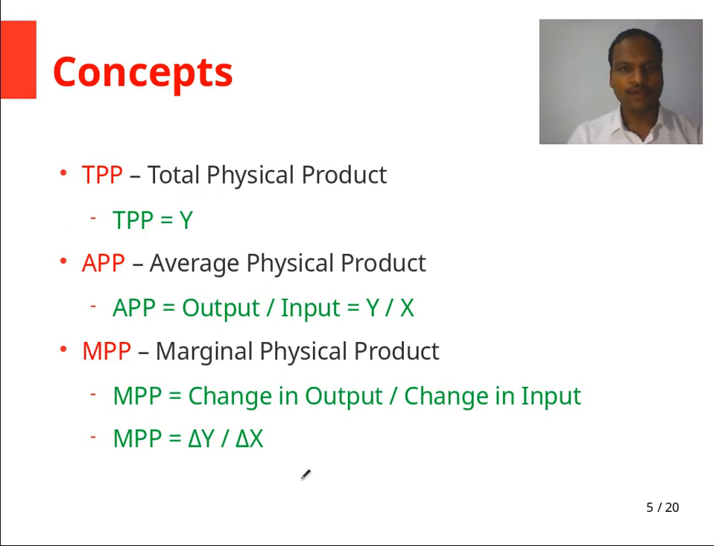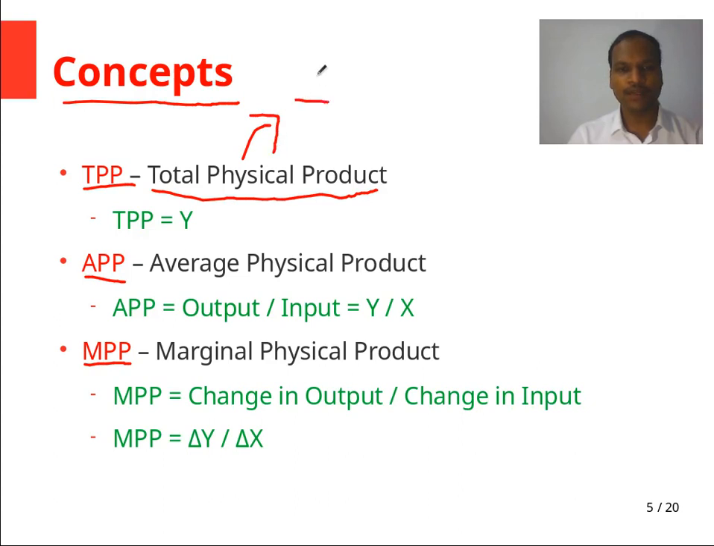Before going to the classical production function or curve, we have to learn some concepts like TPP, APP and MPP. TPP is nothing but total physical product. It is the total physical product we get when we use the input X. When we apply nitrogen, how much output we are getting, that is the total physical product, and that is nothing but Y. We know that output is Y. So TPP equal to output equal to Y.